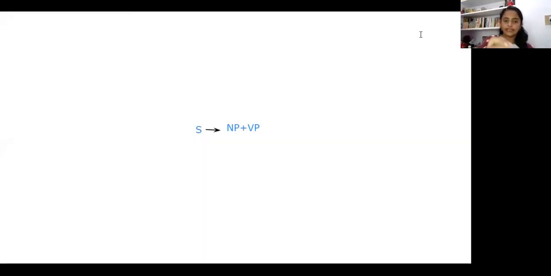Okay, so look at this rule here. Okay, it says that S arrow NP plus VP. Okay, now what this particular rule means is that a sentence, which is S, consists of NP and VP. Now, what are NP and VP? NP is noun phrase and VP is verb phrase.